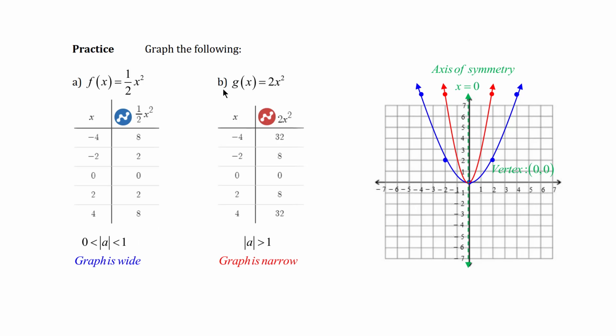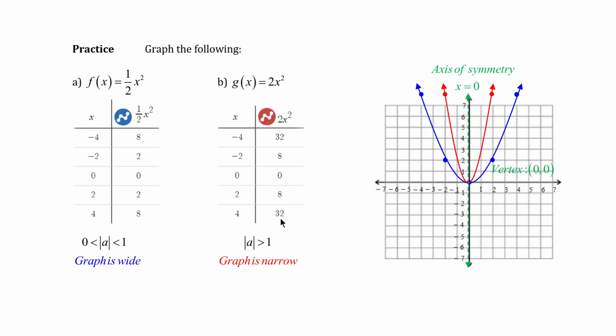Next, let's move on to part B. For part B, we need to fill in the y values for our x and y chart. For -4, we have 32. For -2, we have 8. For 0, we have 0. For 2, we have 8. For 4, we have 32.